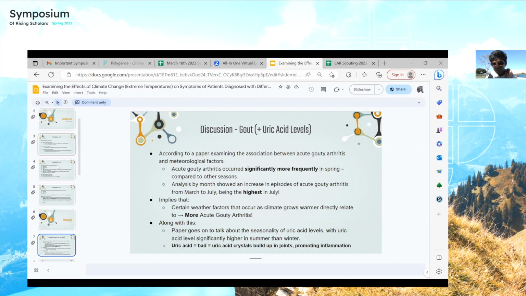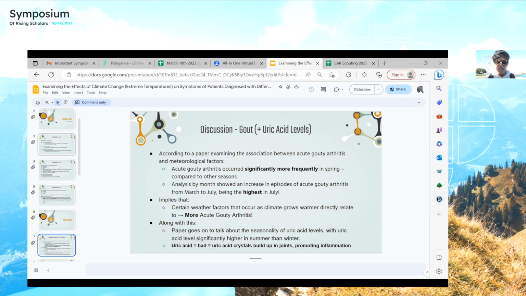According to a paper examining the association between acute gouty arthritis and meteorological factors, gout, which is short for acute gouty arthritis, occurred significantly more frequently in spring compared to the other seasons, and it showed an increase in episodes from March to July, and was highest in July, although in the spring it was more frequent than in other years. This implies that as certain weather factors occur and climate change makes the seasons warmer, there will be more acute gouty arthritis.